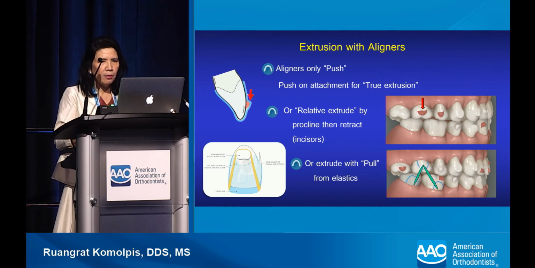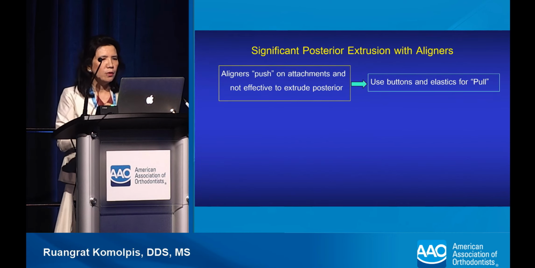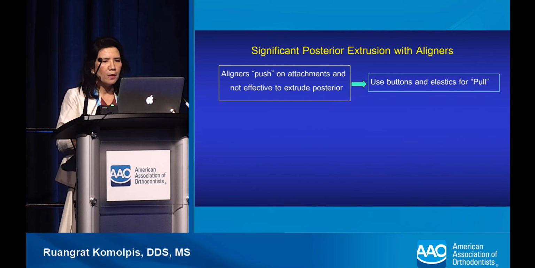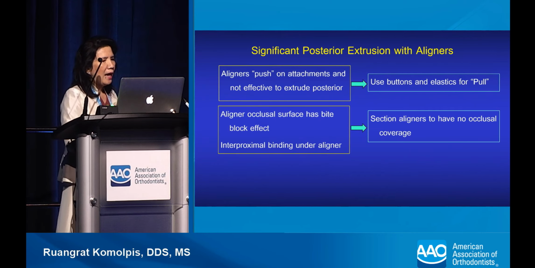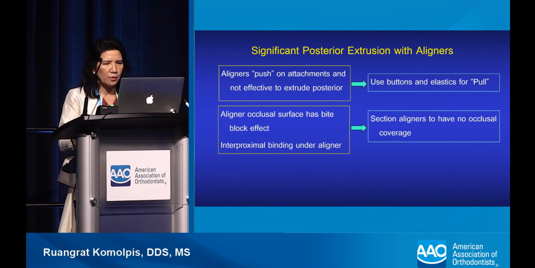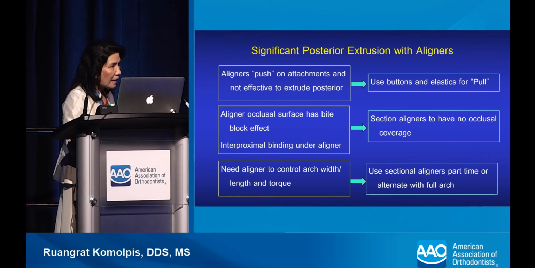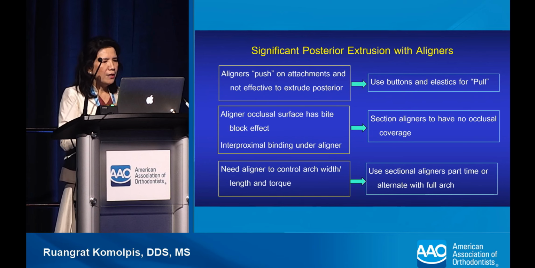Now, with significant posterior extrusion, I would propose that we use buttons and elastic for the pull force. And because aligner occlusal surface is a very good bite block, I propose that we just section the aligner to have no occlusal coverage. But if we don't have any aligner to control the posterior teeth, we might have problems with controlling arch width and arch length. We can also use sectional aligners part-time or alternate with the full arch during the time that we use buttons and elastic.